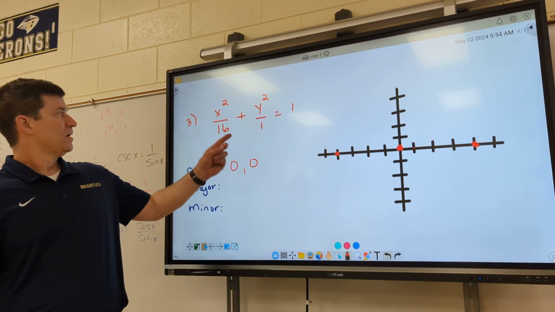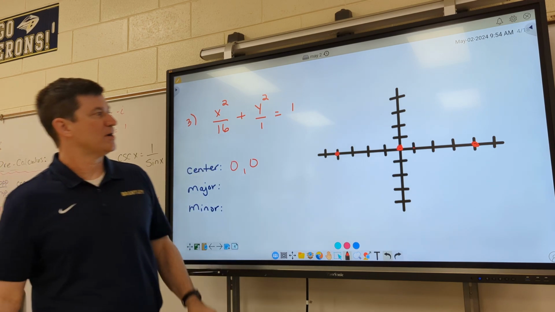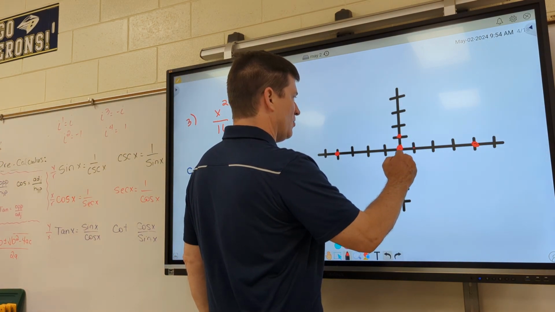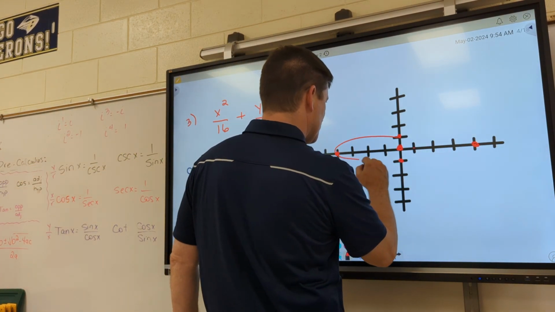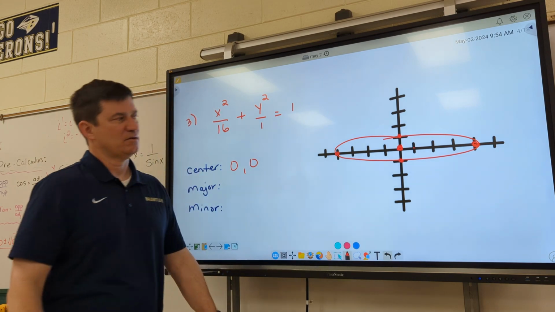Phones are up. All right, on the y-axis, square root of 1 is 1. I go up 1, I go down 1. Everybody good? All right, so our oval this time is really thin.